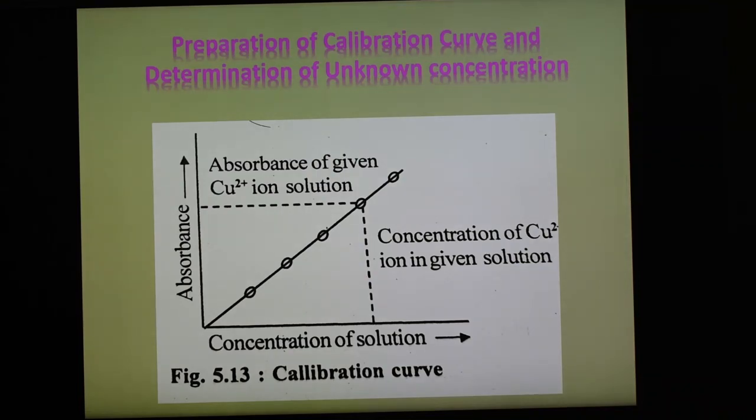So there are three steps in the determination of the concentration of an unknown solution of a metal ion. First step is to prepare the standard series of solutions. For known and unknown solutions, we have to make the standard series solutions. Then the second step is the determination of lambda max, and the third step is the preparation of the calibration curve, and after that determine the concentration of the unknown solution. So these are the three steps in the determination of concentration of an unknown solution of a metal ion.